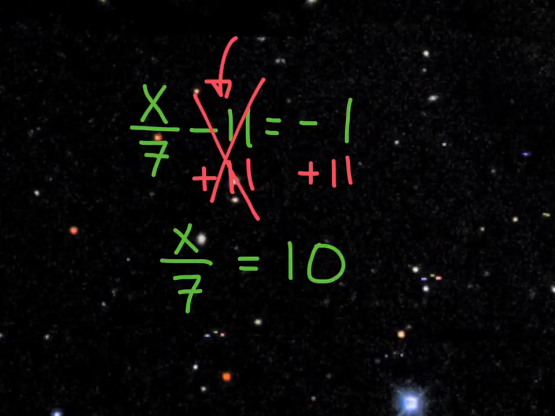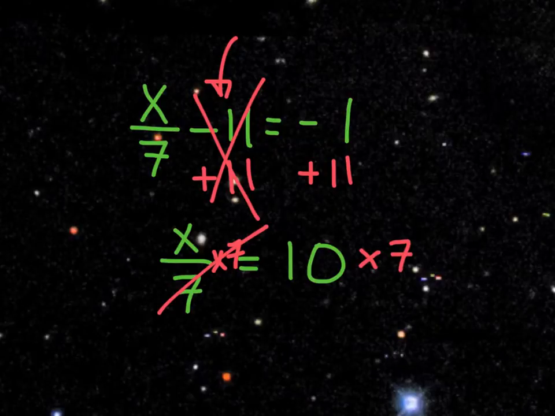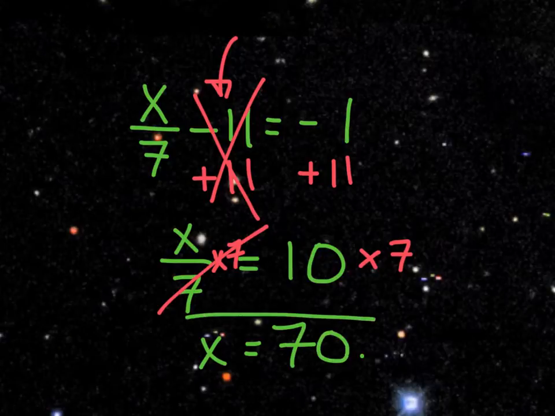And last step, to get rid of this divide by 7, we will do the opposite, which is multiplying by 7. Cancels those out. Same thing to this side. And what we'll be left with is just x equals 10 times 7, which is 70.